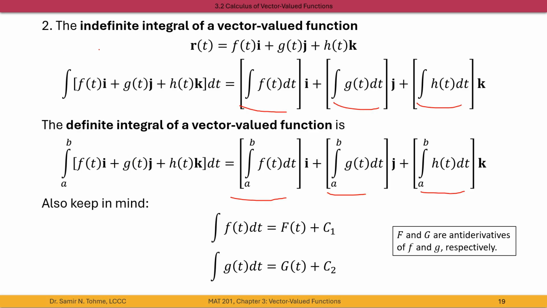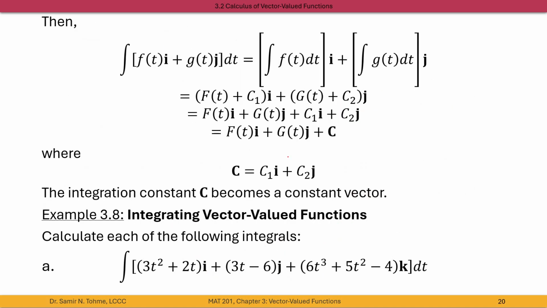When you're doing the indefinite integral, please note, for example, of this one, f of t, and you get the antiderivative of f, you have to add a constant. This is a real function, not a vector function. As you can see here, if you integrate a real function, you're gonna get the antiderivative of this real function, and you have to add a constant at the end of the result. This also should be done for the vector integration.